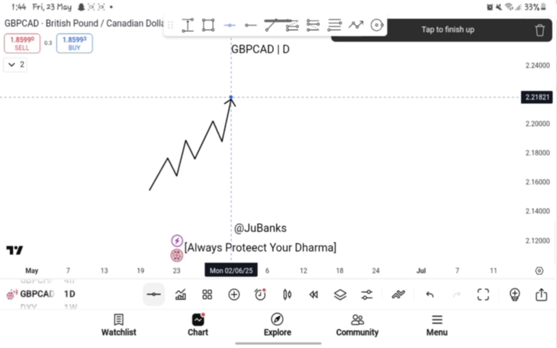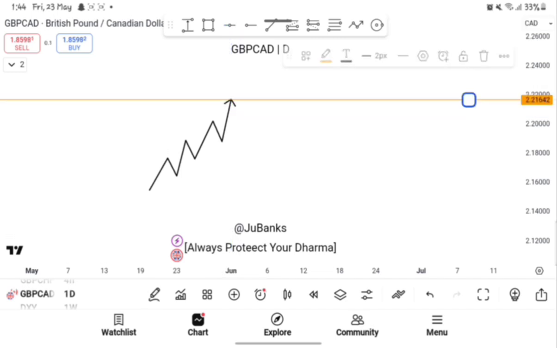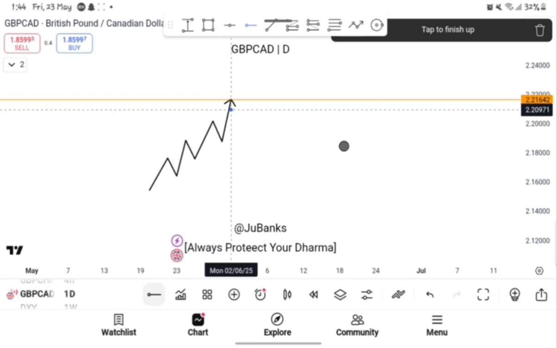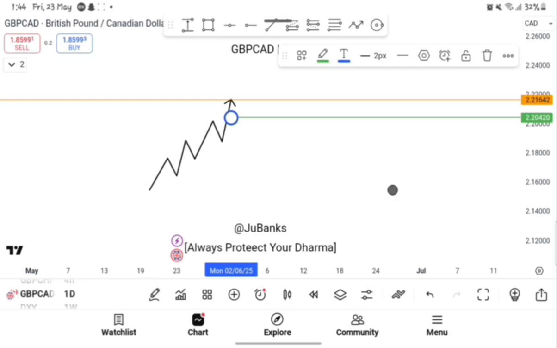So if let's say current price is right here, your limit order can only be below this line. So let's say here, your limit order is right here.